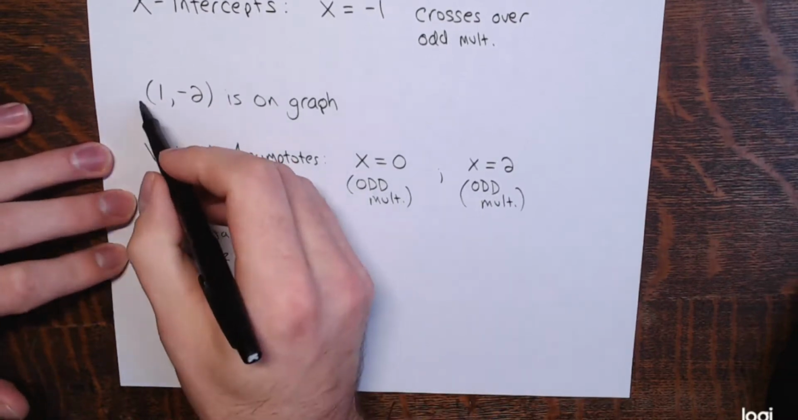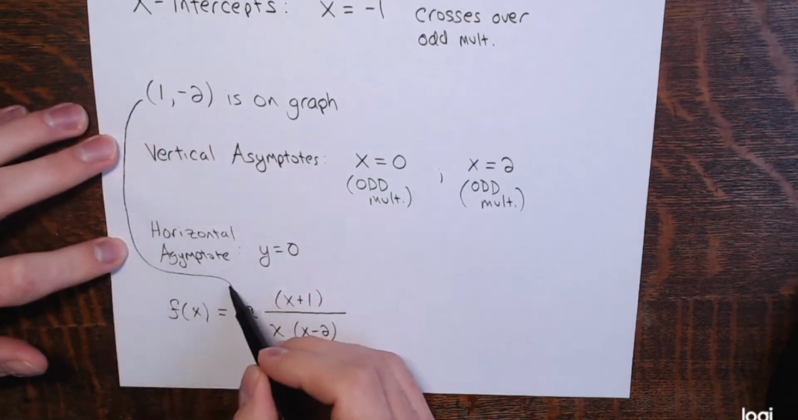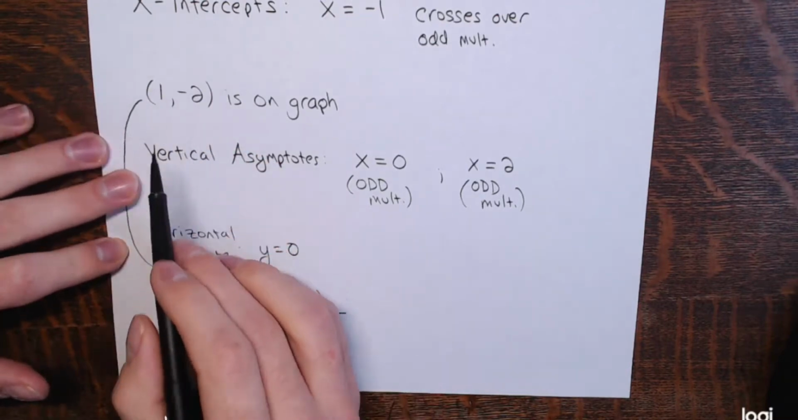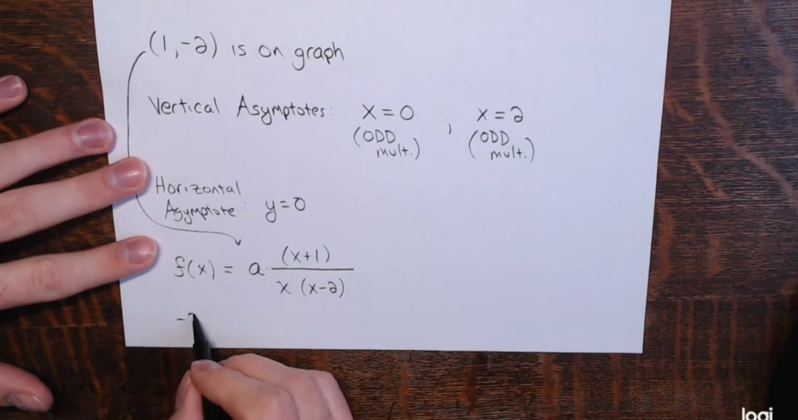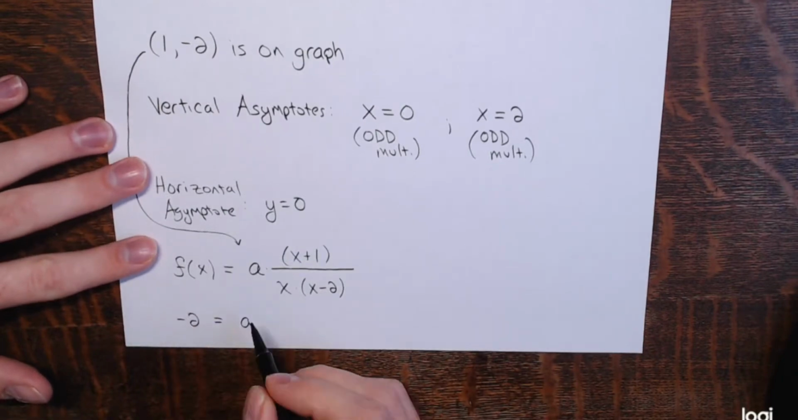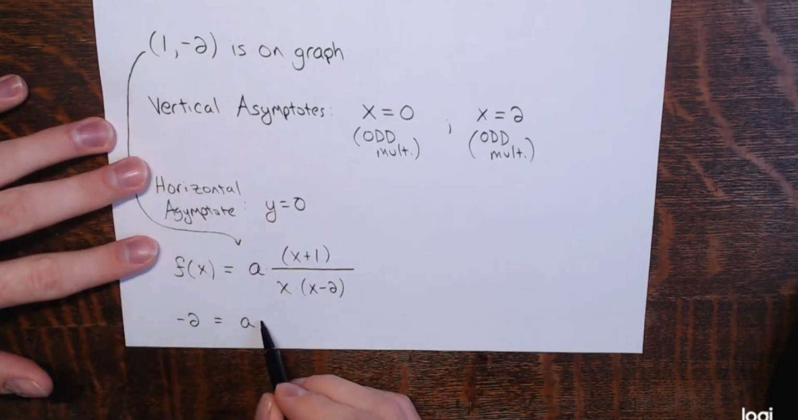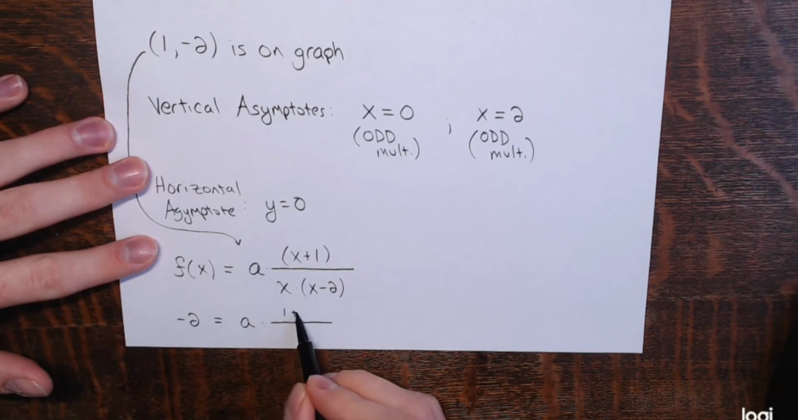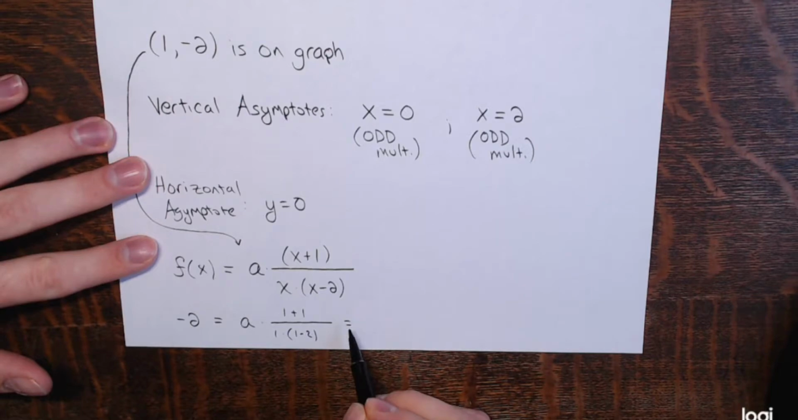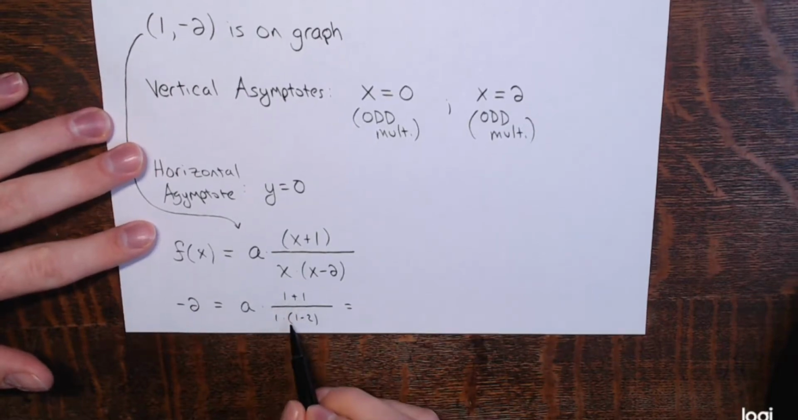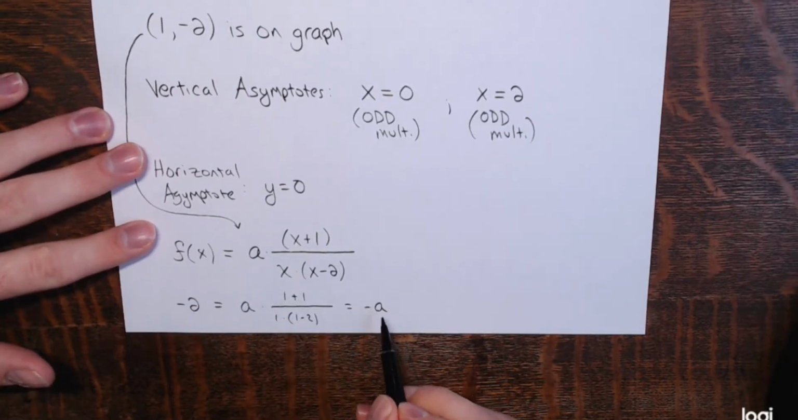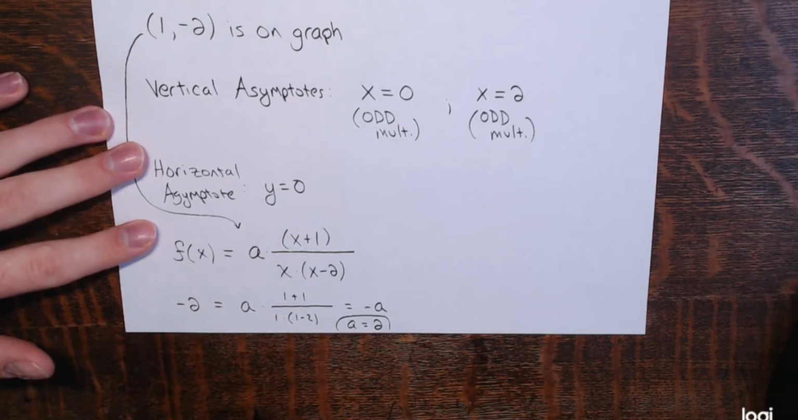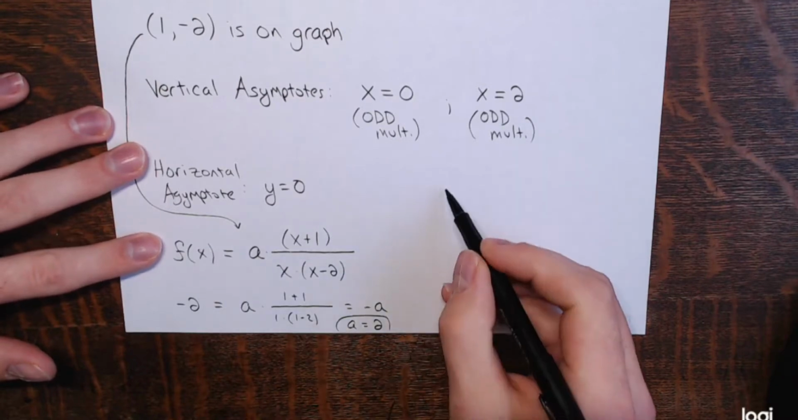And now I just use that the point 1, -2 is on the graph, so -2 is the output, and 1 is the input. So a times, and then 1 plus 1 in the numerator, 1 times 1 minus 2 in the denominator. This would be 1 over -1, so negative a. So the value of a is positive 2. The value of a has to be positive 2 here. And put that in and we get our function.